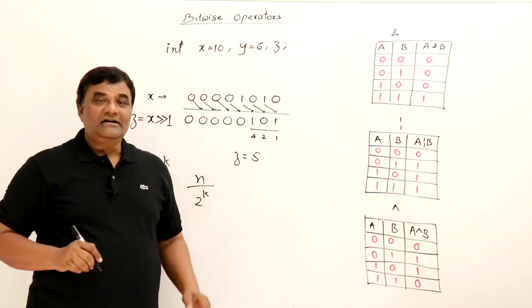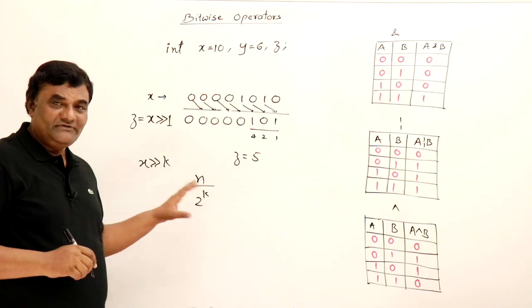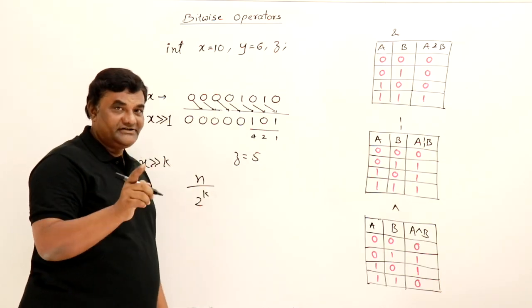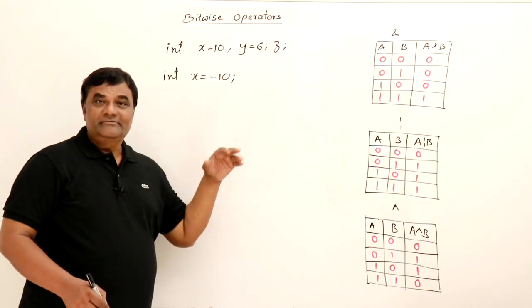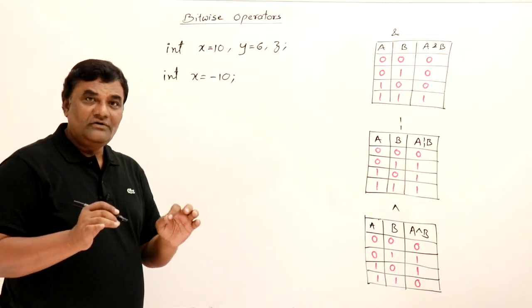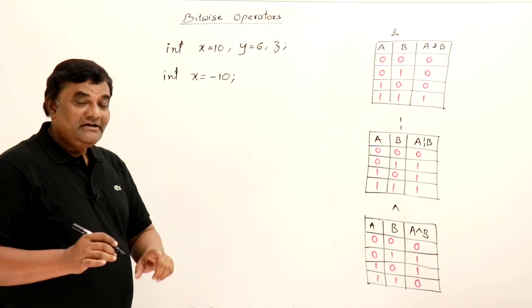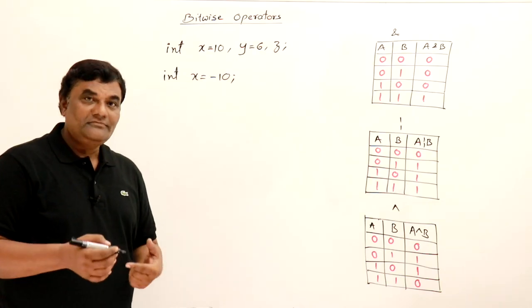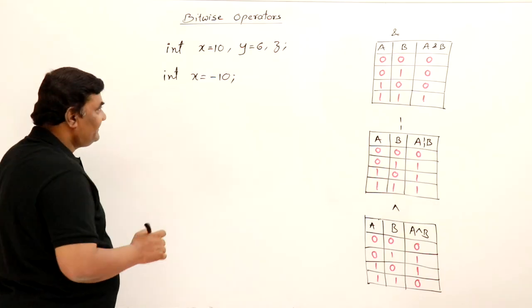Now let us look at unsigned right shift. For that I will remove this and I will take a different example and explain right shift and unsigned right shift. Suppose the number is minus 10, negative 10. First of all, let us know how it is represented in memory, because negative numbers are represented in 2's complement form. Alright, so let us see how it is represented.